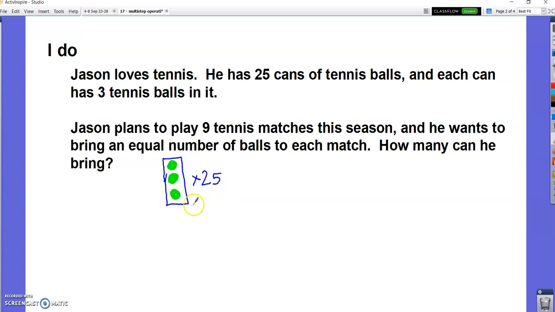So here we go. I just start thinking through what I've got, right? So he has 25 cans of tennis balls. I kind of dealt with that. Each can has 3 tennis balls in it. Okay. Kind of dealt with that.